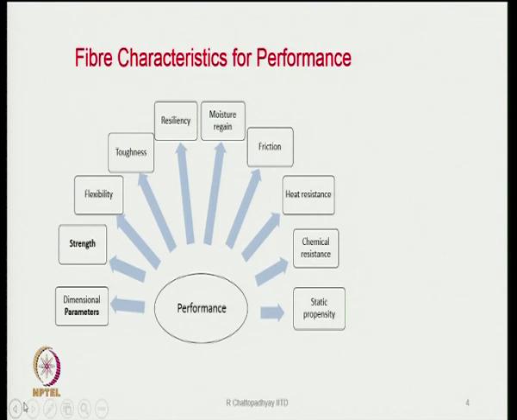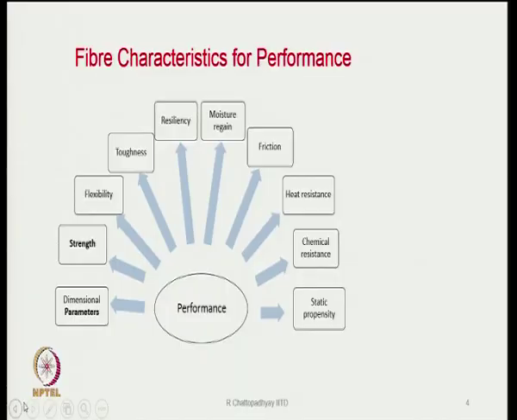So, now this particular slide gives you an idea about the various properties of the material. In this case, the material is fiber. So, there are different aspects of fiber properties. Here we are giving a list of the basic or intrinsic properties of the fiber on which the performance depends. If we look at this, we see that dimensional parameters is one of them, that is length, fineness, cross-sectional shape or crimp, or whether the fiber is hollow or not. These are basically the dimensional parameters of the fiber.